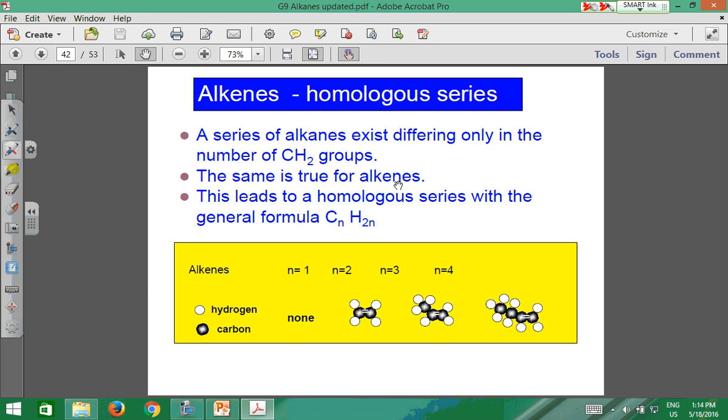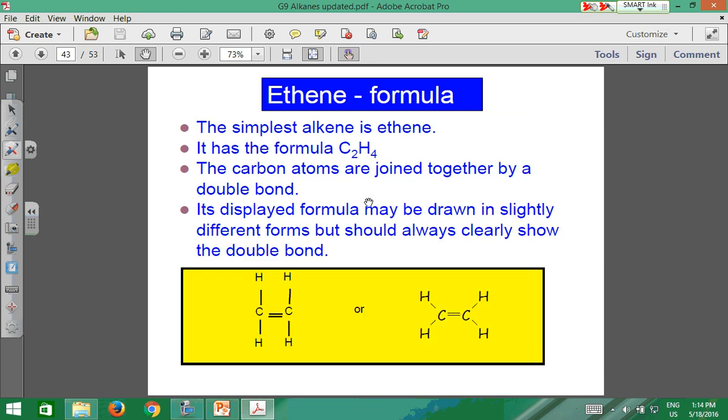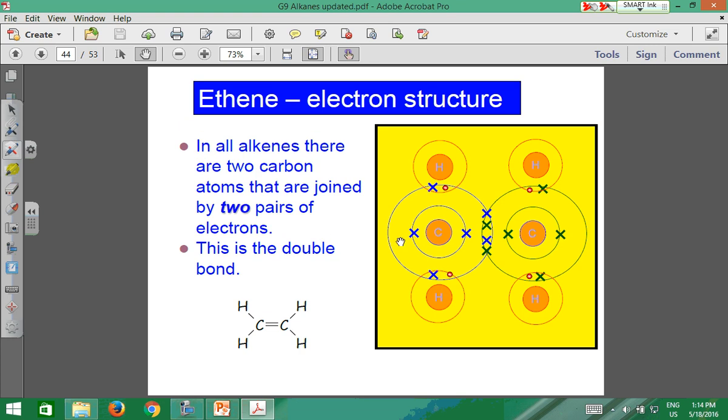So in this way the general formula is this one. Next one is ethene. I have written the structural formula of ethene. The double bond is there, and this is the first member. In the diagrammatic structure, see, in the case of carbon they are sharing two pairs between them, that's why they have a double bond.